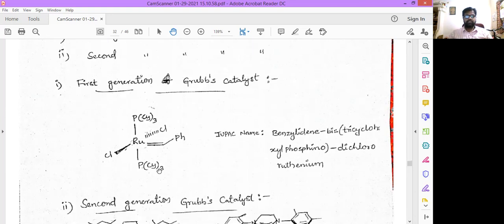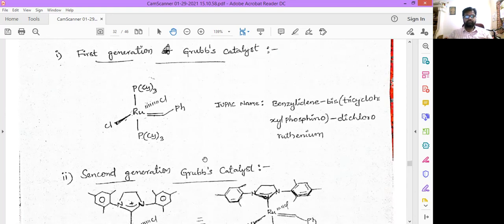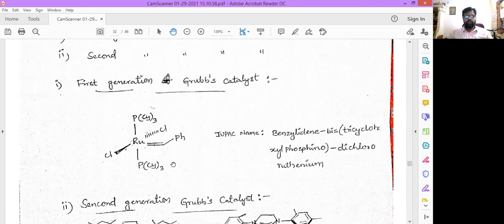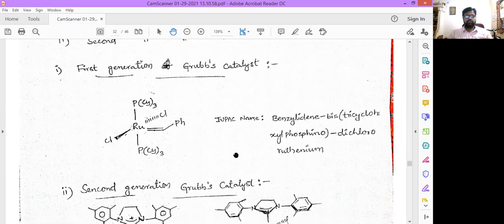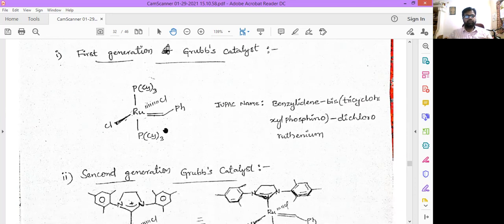So this is the first generation of Grubbs catalyst. Very simple one. This is benzylidene bis(tricyclohexylphosphine)dichlororuthenium, right? This is the structure, and you have to remember this whenever you are going for an exam. So this is the catalyst. Ruthenium is the center, and the phosphines are there, and the chlorines are there, and another one is this benzylidene structure.